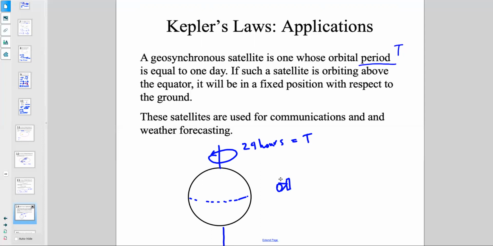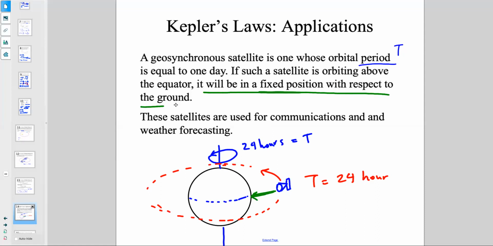Now, if you have a satellite, and this is the geosynchronous satellite, it means that it will have the same period, and it's doing this rotation around the Earth. Since it has the same period, which is 24 hours, it will always be located above a certain area of Earth. So the satellites are usually used for communications and for weather forecasting. It will always be in a fixed position with respect to the ground.